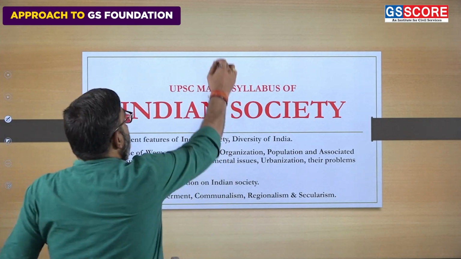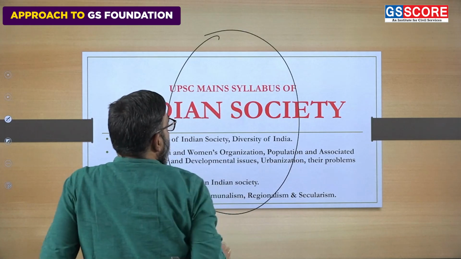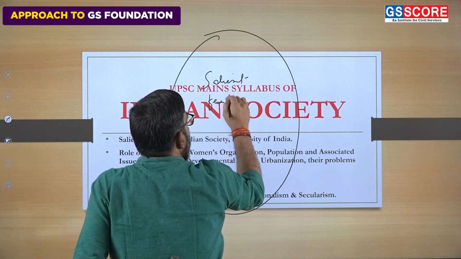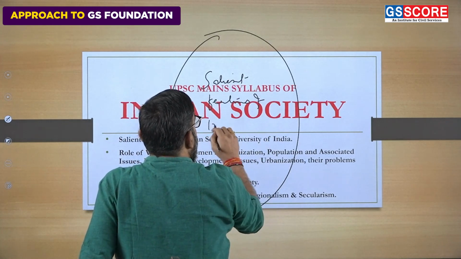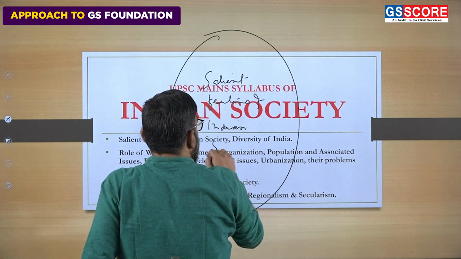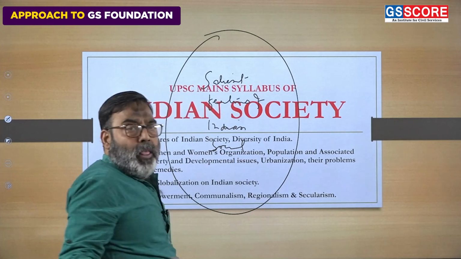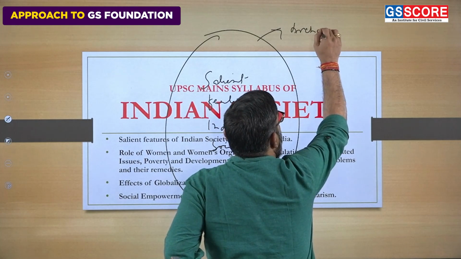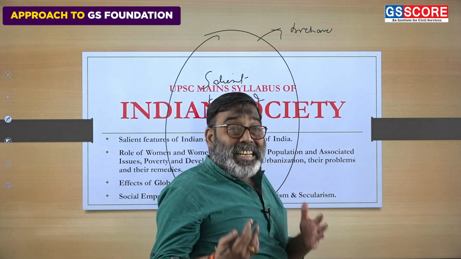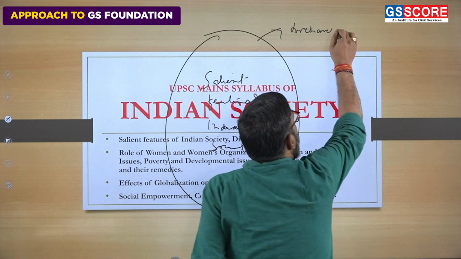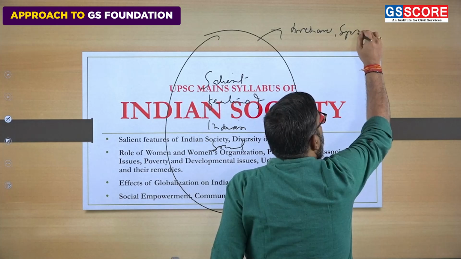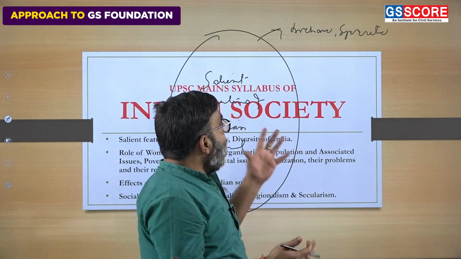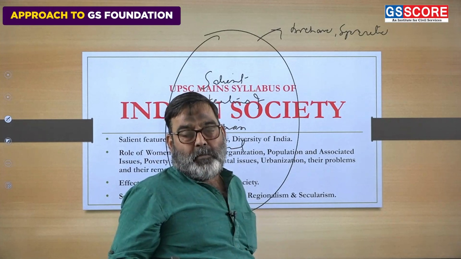Now I say that when you're talking about this, you just look at it like this and you write it: salient features of Indian society. All right. Now mark it like here. It is archaic. You understand archaic is ancient. And it is syncretic. Syncretic means blend. Syncretic society. And once we talk about this one, then open up some other dimensions.